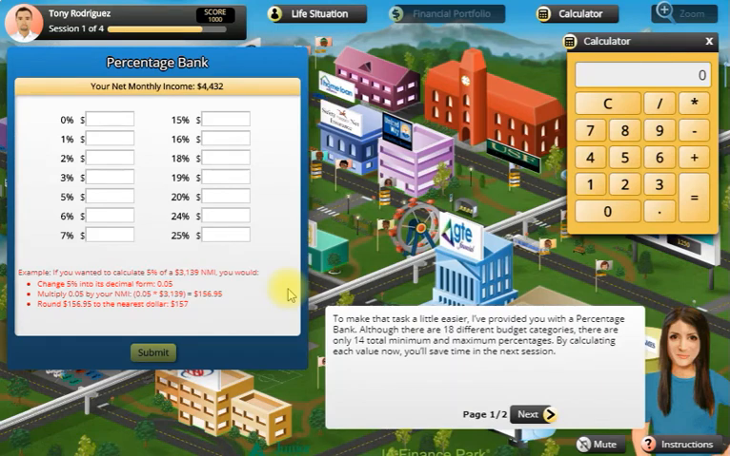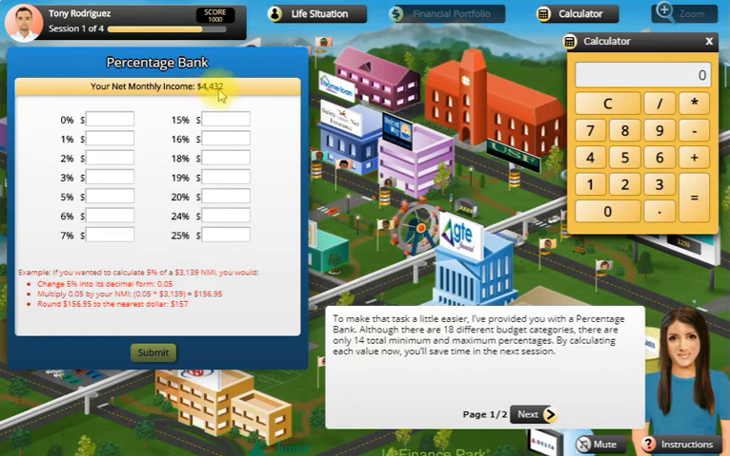All right, guys, last activity here in session 1. What we're going to do basically is figure out these different percentages, what that number is of your total net monthly income that we just figured out in the last activity. For example, I want to know what is 5% of your net monthly income, and what you'll do is multiply that percentage by this figure.